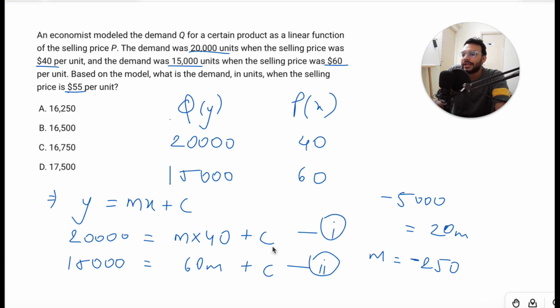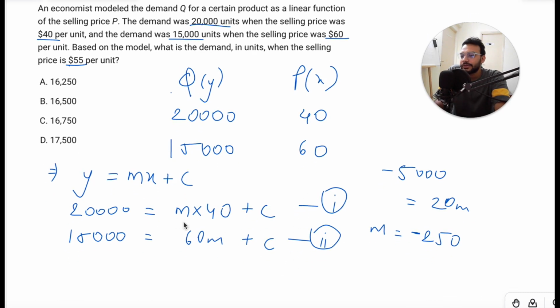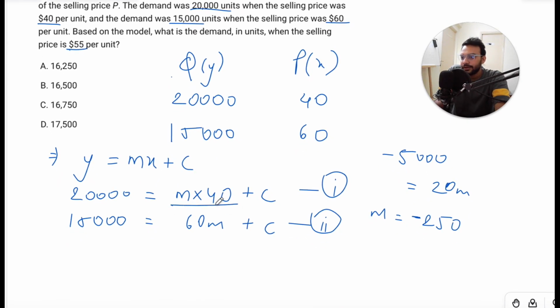Now we can put that value in any one of these equations to figure out the value of c. Let's say I put it in the first equation, 40m. 40 times 250 is 10,000. Negative 10,000, since m was negative. This is equal to 20,000 plus c. So c is equal to 30,000.